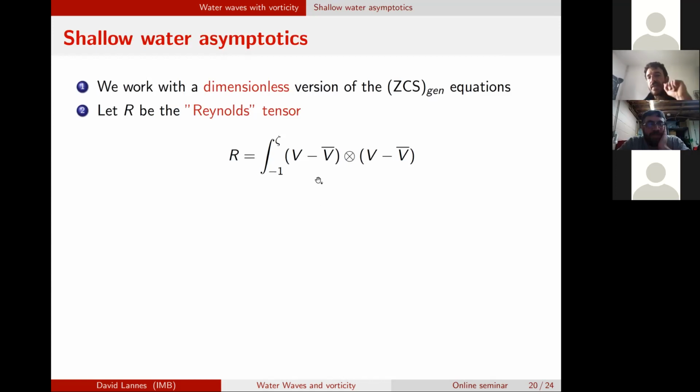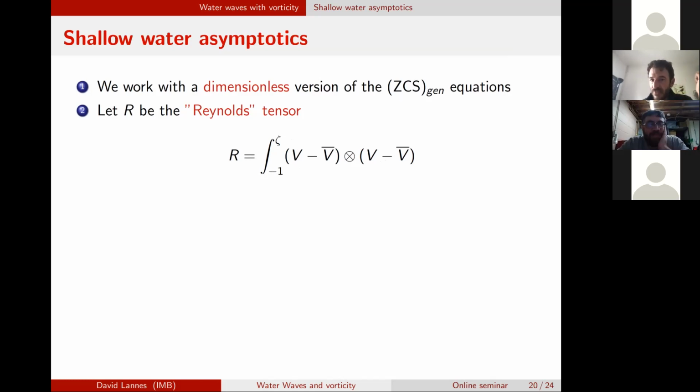And as in the irrotational case, at first order, we have seen that the horizontal velocity field does not depend on the vertical variable z. So in this case, the integral of v squared is h times v bar squared. But if we have a dependence on the z variable, you have a remainder term, which is this: the difference of v with respect to its vertical average, squared. So in general, this quantity is not zero.